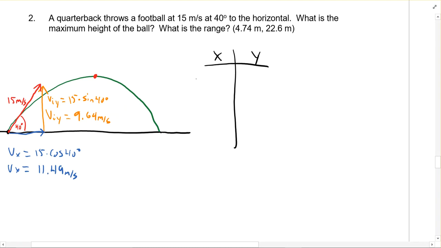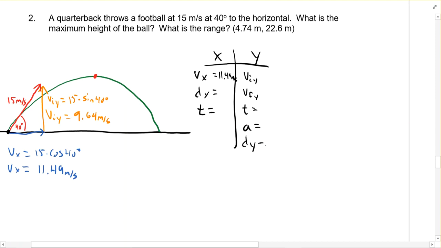So in the x direction, I've got Vx, dx, and t. Vx I just figured out. It was 11.49 meters per second. I've crammed this a little too much. Okay, on the other side I've got Viy, Vfy, t, a, and dy.